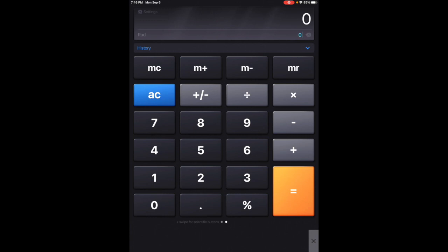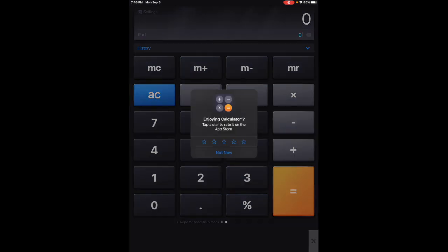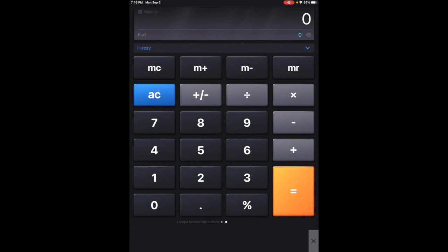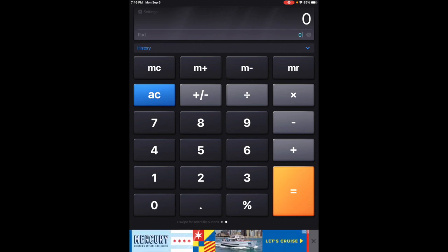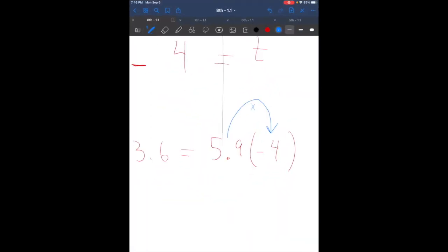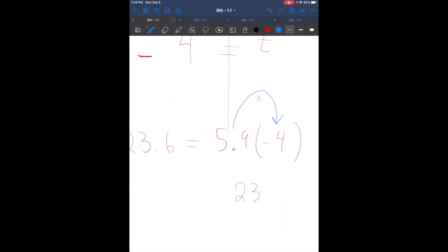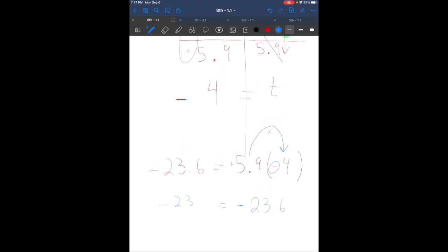Also, ladies and gentlemen, I know some of you are going to want to put a negative, and just make sure you memorize the rules and follow them. Try not to add negatives and positives. Just stick with multiplying. So let's see. 5.9 times 4 gives you 23.6. You know you're multiplying a positive and a negative, so that means our answer is going to be negative. So negative 23.6 is equal to negative 23.6.